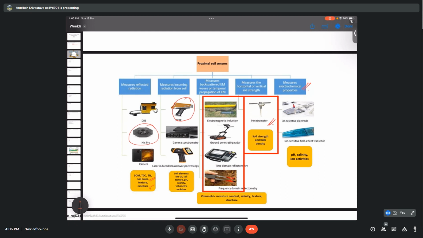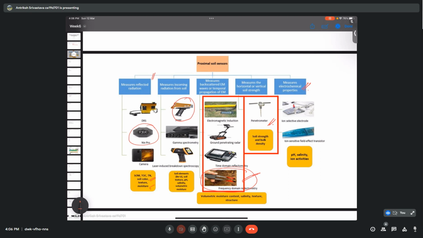If you have seen the PPT, you will realize that it is about soil color, texture, moisture. In our lab, we have this moisture content sensor. We don't work in this field, but still, for some ground water analysis purpose, we have it. So just look at it carefully. This Nix Pro DRS camera will measure the reflected radiation.